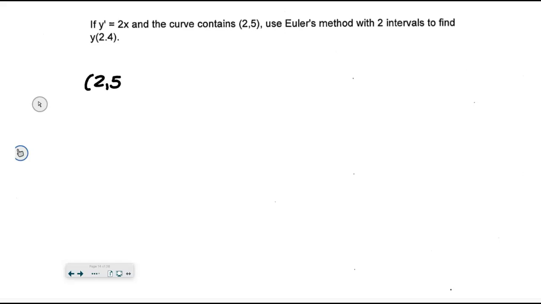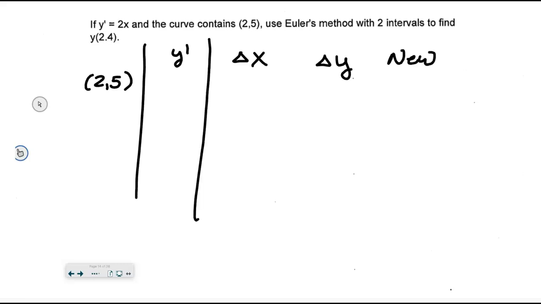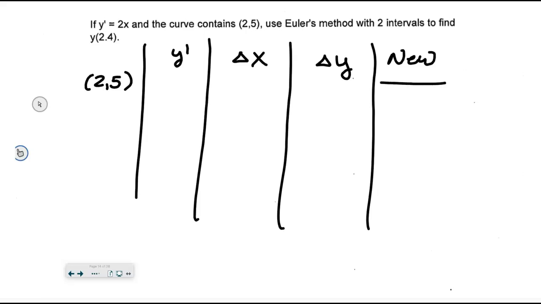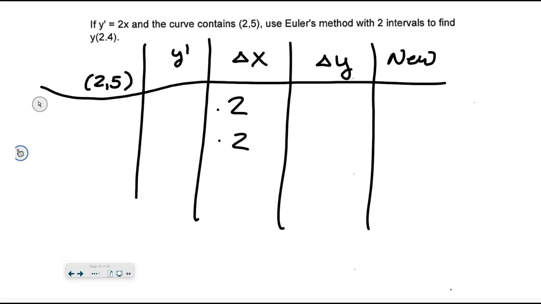So 1, 2, 5. Then my y prime. Gonna walk over, walk up. You got some new spot. Boom, boom. Notice how I was using words. Whoop. Delta x. Need to get from 2 to 2.4 in 2 steps. That's all I'm going to do.